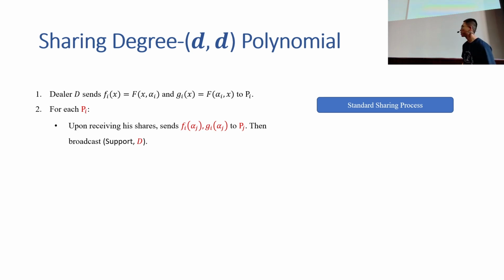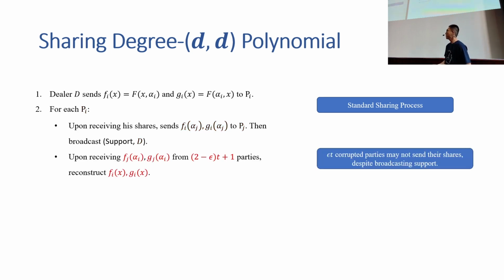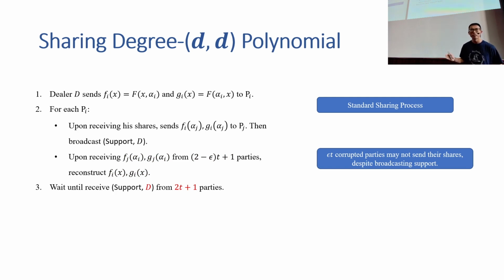In the second case, you don't receive the shares from the dealer in time, so you probably will receive a sufficient number of shares from other parties. And in this case, you can again interpolate your polynomials. And here we require 2t minus epsilon t plus 1, just because some parties may not send shares to you, even if they have broadcast that they support the dealer. And the sharing phase succeeds if we have 2t plus 1 parties who receive their shares. The good news is that because we only have a small number of quadriparties, you can expect that all the honest parties will obtain their shares.